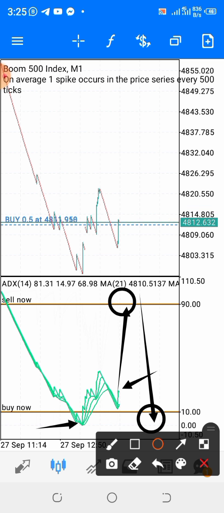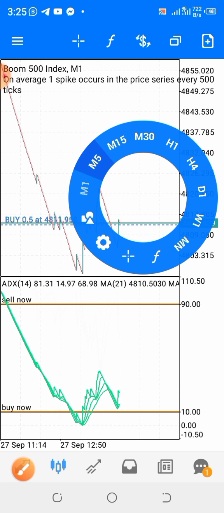Remember, first thing you need to do, you need to analyze and make sure that all the green lines are at oversold region, in the 5 minutes time frame, 15 minutes time frame, 30 minutes time frame, 1 hour and 4 hours. Let me show you.